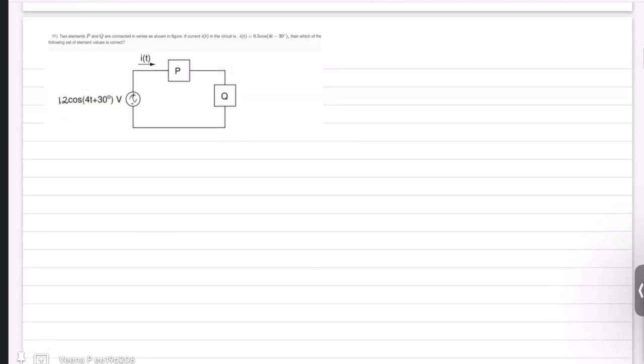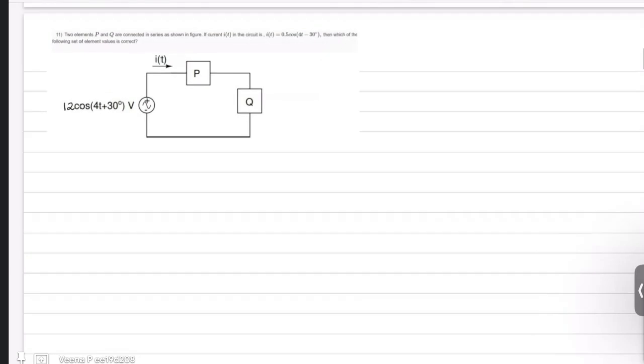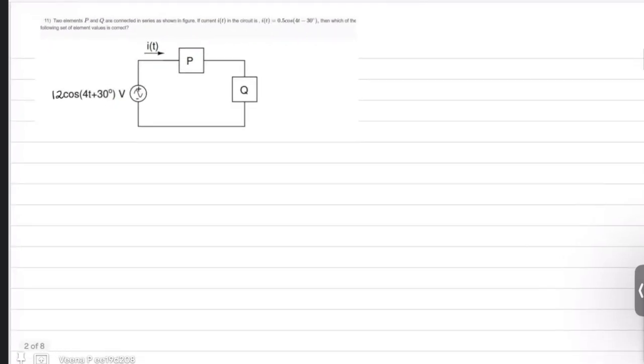Two elements P and Q are connected in series as shown. If the current in the circuit is given, then the values of P and Q are. So you are given a voltage source and two elements, and you already know the current through the circuit. You have to find what P and Q are, whether it is a resistor, inductor or capacitor, and then what the values are. I'll give you 5 minutes to solve this question. Please solve it.